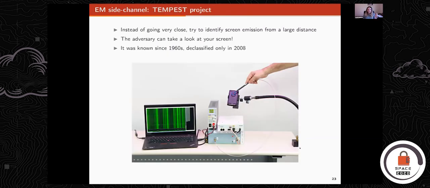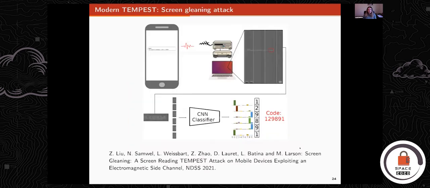Okay. The Tempest I already mentioned before, so now just a few words. That's known for decades. It was a code name for a US government project based on the fact that all screens emanate EM that can then be read from a distance using all kinds of setups and probes and so on. So this is the basic idea. But nowadays we also have our own setup in the lab that is collecting information from a mobile phone. This is what we call a screen gleaning attack.